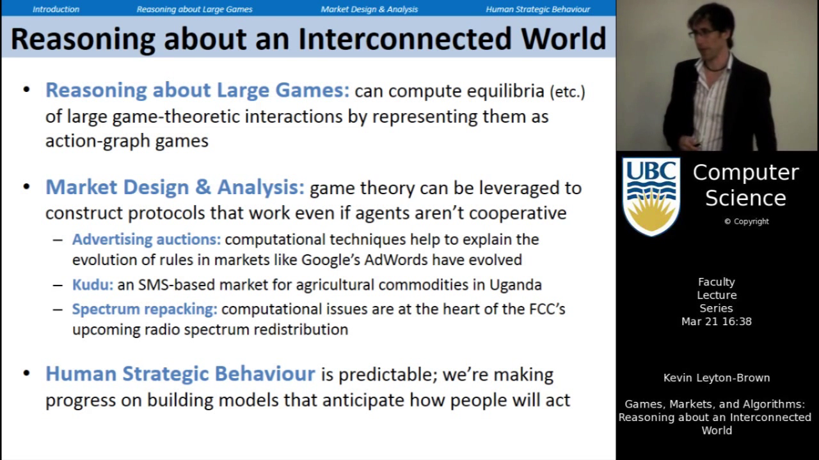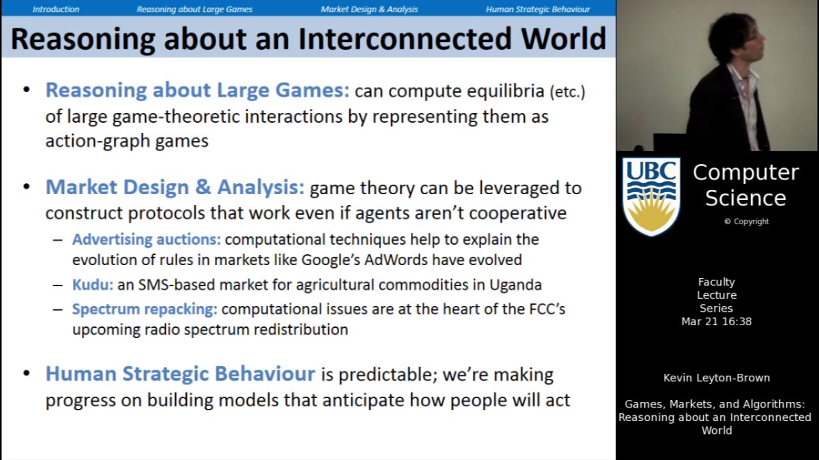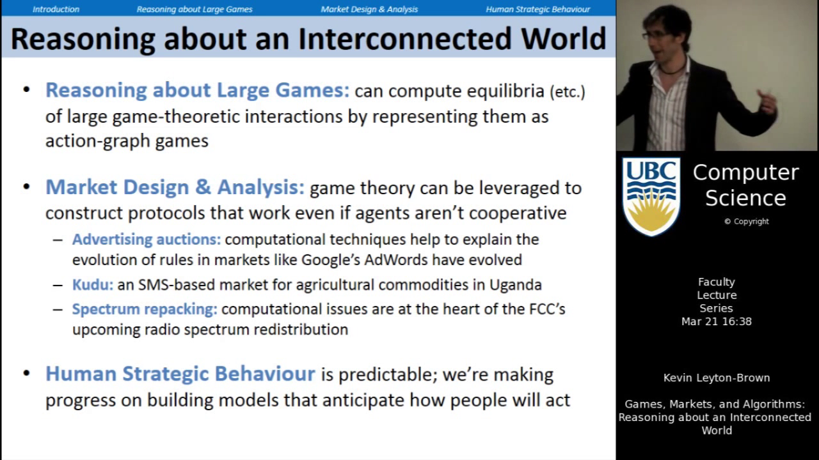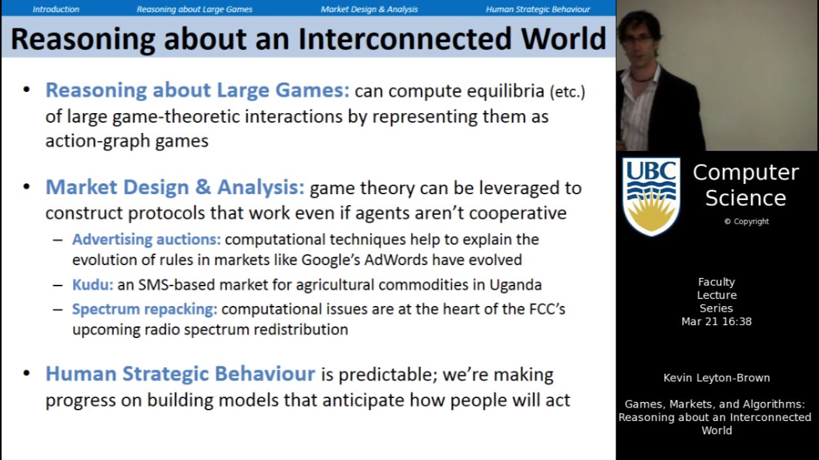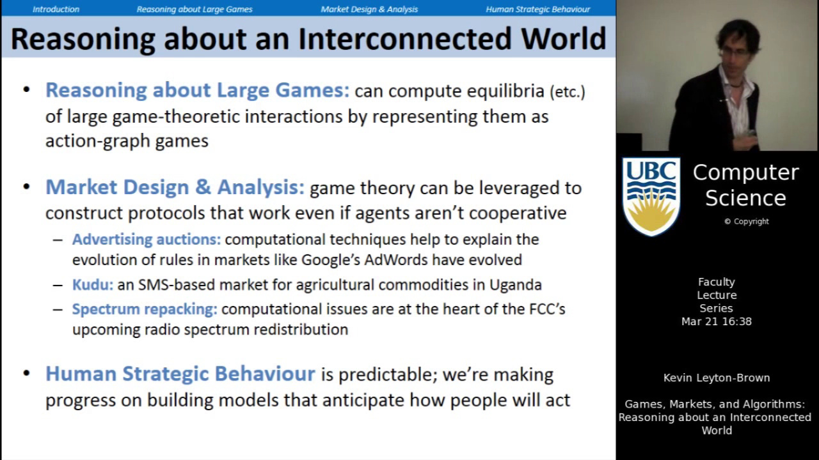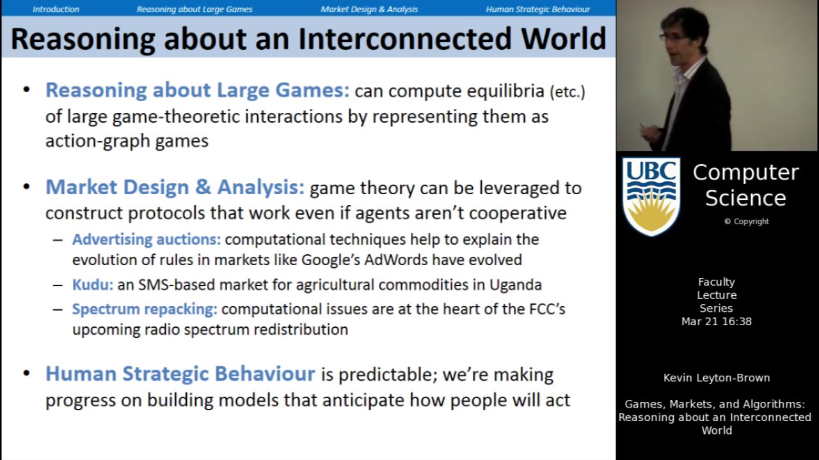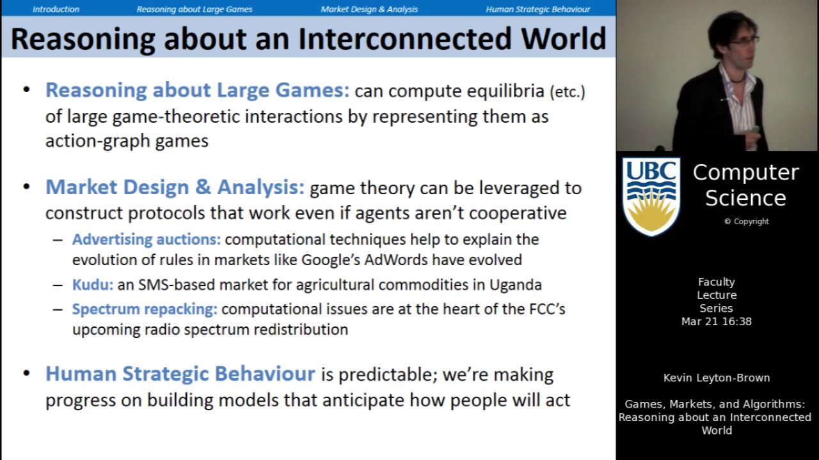So with that, let me just wrap up. I've been telling you about this area of algorithmic game theory, the work that I've done in this area in particular, and claiming that it helps us to reason about an interconnected world. I hope you have a bit of a sense of what I would have meant by that now. I talked about reasoning about large games, about how we can compute equilibria, other game theoretic quantities of interest in a large game interaction using this action graph game representation.